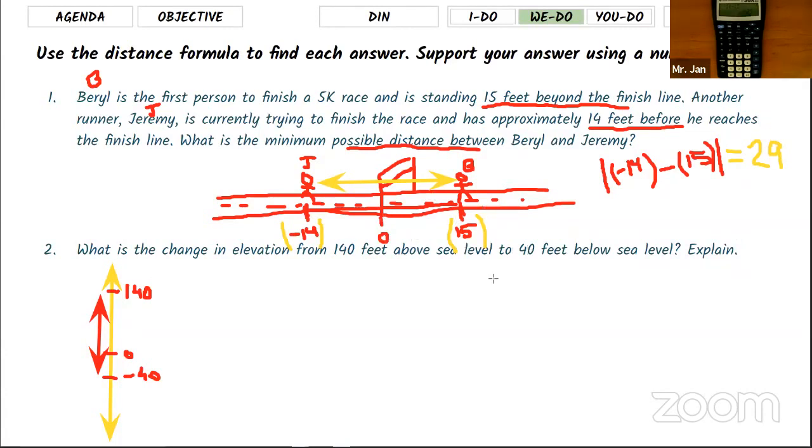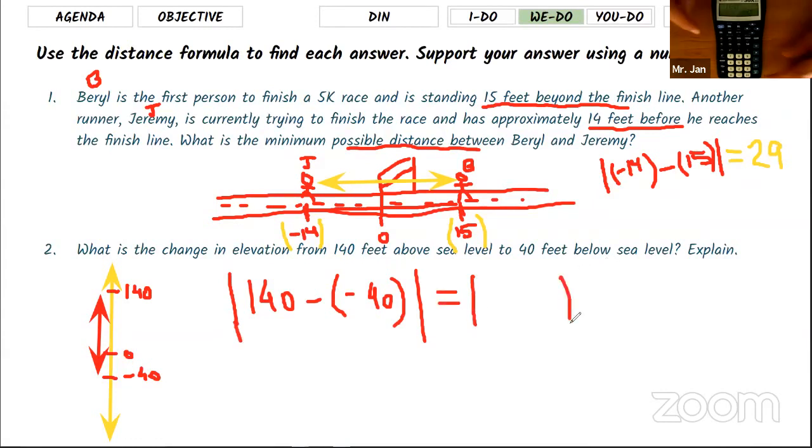The 10 seconds is almost over. So you need to subtract, let's say, 140 minus -40, and close the absolute value parentheses. By the way, these are the straight parentheses. And inside of straight parentheses, let me show you in the calculator real quick.